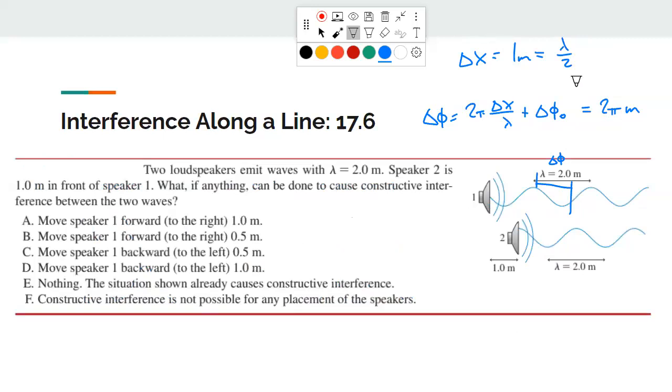And so they already tell us that delta x is lambda over 2. So this whole first chunk, when we plug in, just becomes pi, right? The lambdas cancel, and we have a 2 that cancels a 1/2. So this just becomes pi. So we have pi plus delta phi naught equals 2 pi m.